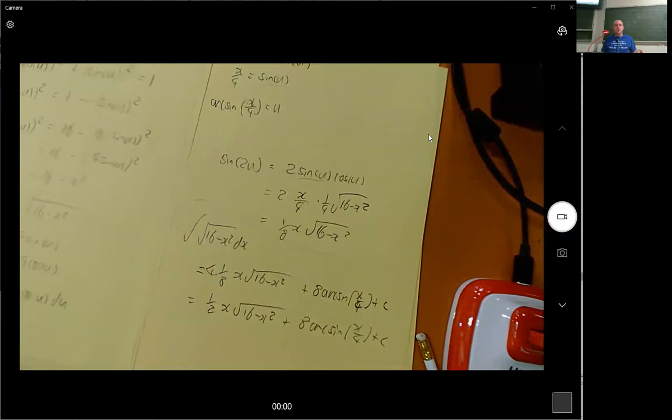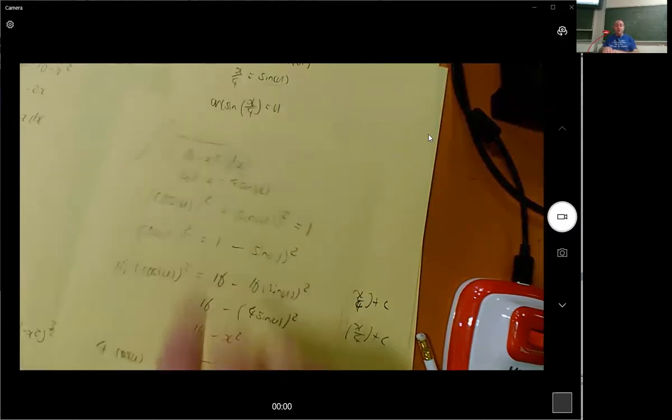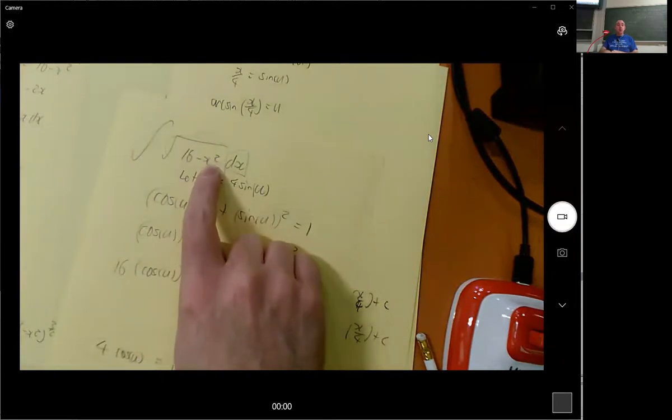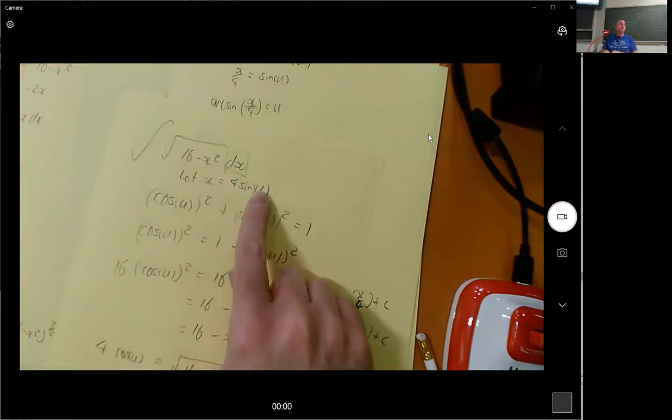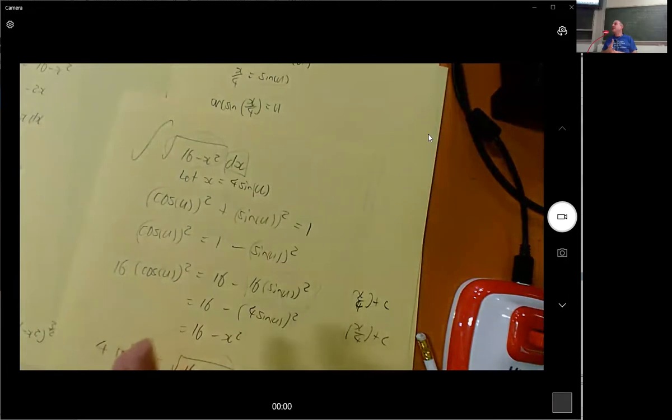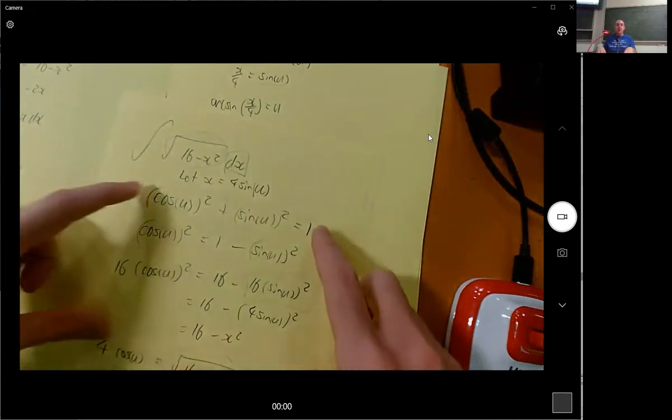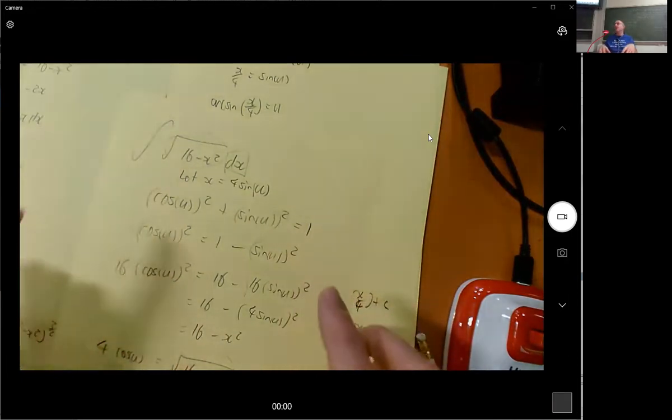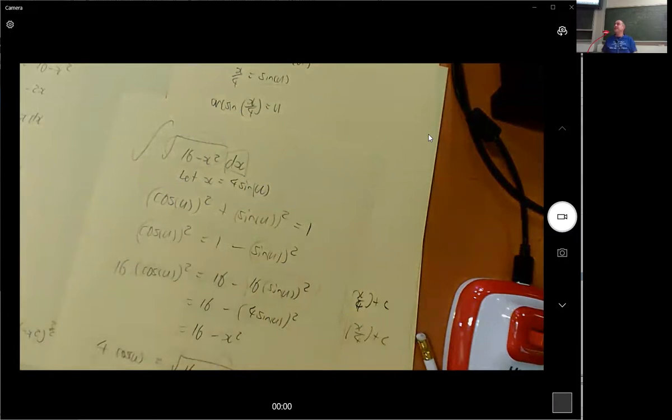So I have trouble remembering. Some people look at this and just remember that it's supposed to be 4 sine u. I just can't remember that, but I have to do this working anyway, so I might as well just do it and then it'll tell me what the answer is.